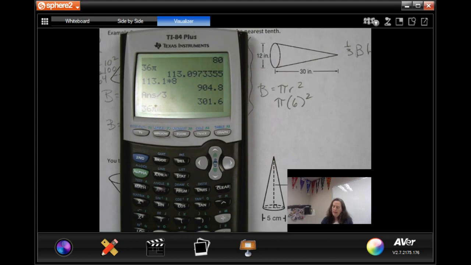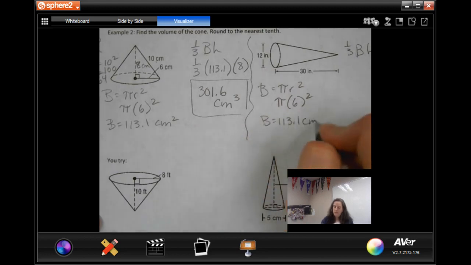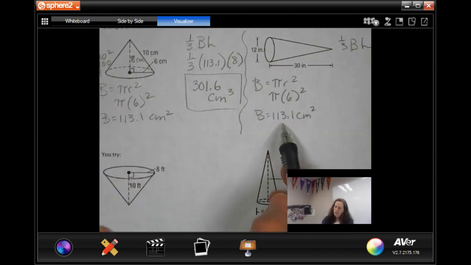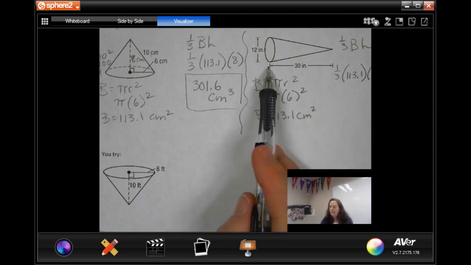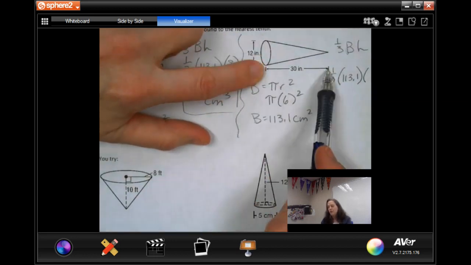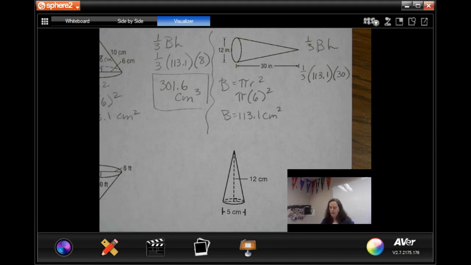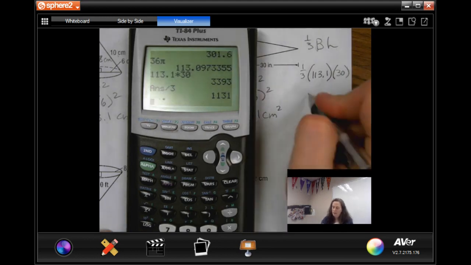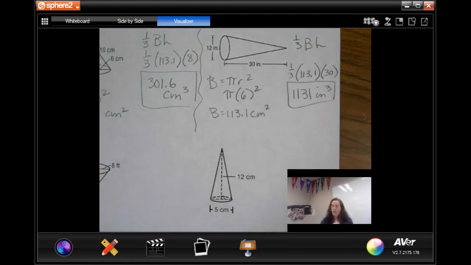So 36 times pi, 113.1 centimeters squared. Hey, that's the same as the last one we did. Okay, so same base on these two. Let's put him in here. 1/3, 113.1. Now the height, they didn't draw it the way that we're used to, but this is not a slant height. That is the height from the base to the vertex. So that is actually the number that we need, even though it didn't quite look like the way that we're used to seeing it. Okay, 1/3, so 113.1 times 30. And let's get a third of that. You should get 1,131 inches cubed. Volume of that cone.